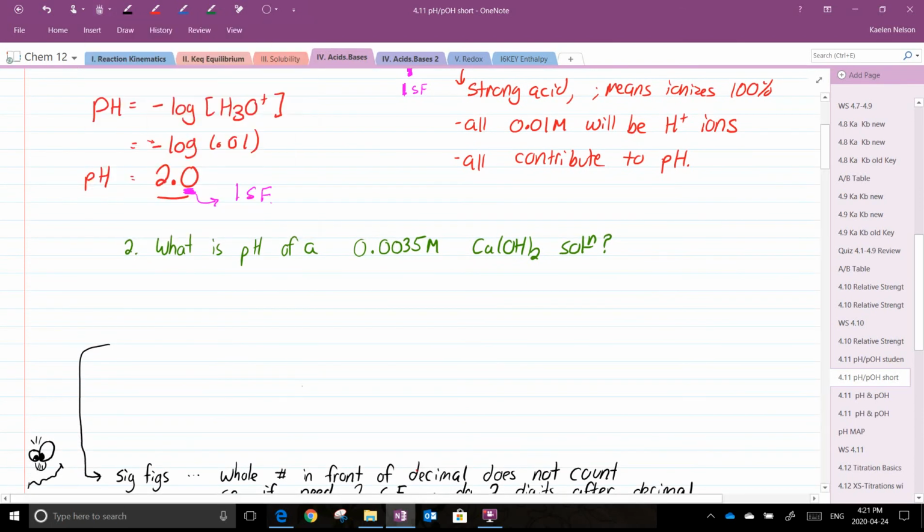Our next question wants to know the pH of 0.0035 molar CaOH solution. So first off, we have the concentration of OH minus. It is a strong base. It's also going to need to be doubled, so 0.0070 molar. And because we have OH, you must solve for pOH first.